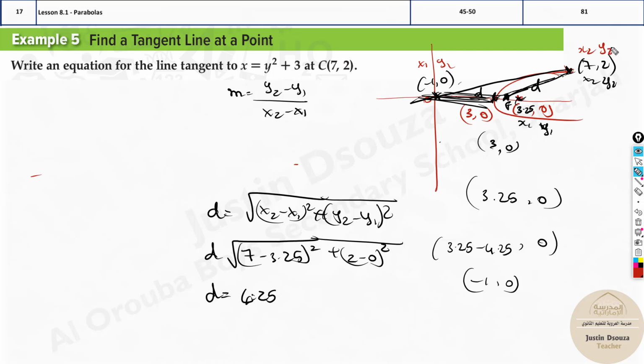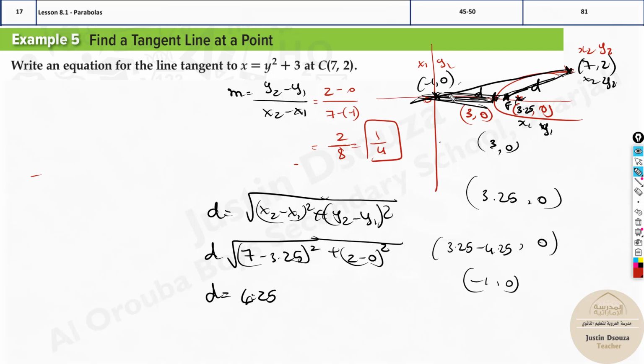If I choose this as x1, this will be y1. The other one will be x2, y2. Now just substitute over here. It's 2 minus 0 divided by 7 minus of minus 1. That is basically 2 divided by, it will be plus, so 7 plus 1 is 8. That is 1 by 4. So that is the slope. The slope is 1/4.